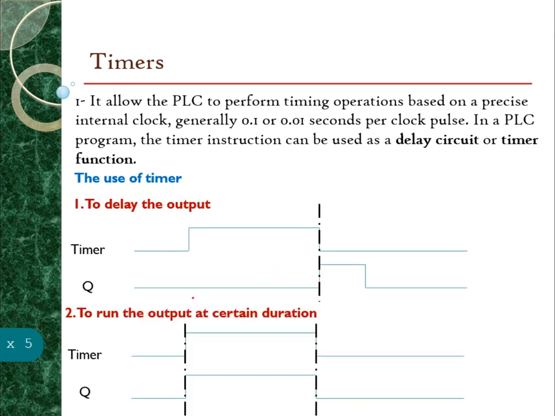The second use of timer is to run the output for a certain duration. So for example, if you want to run this output for a certain time, you can run the timer. When the timer is up, it will shut down the output. So in this case, the timer is used as a delay to run the process.